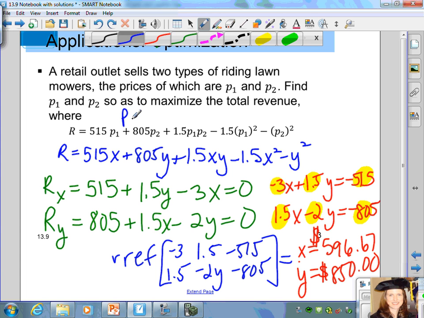So P1, the first price, we could say is 596.67, and P2 would be $850. Now, if you're asked what the total revenue would be, you can plug those values into your original equation for P1 and P2, and you would get, I think, approximately 53 million in revenue based on those prices.